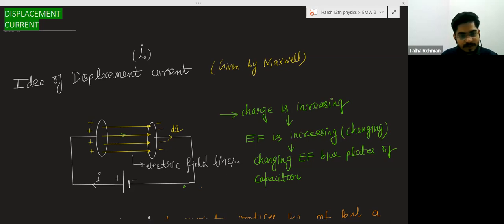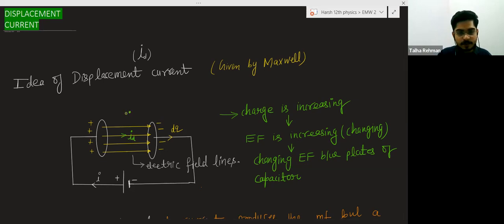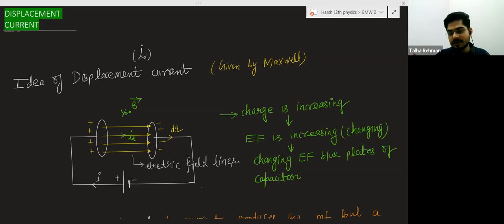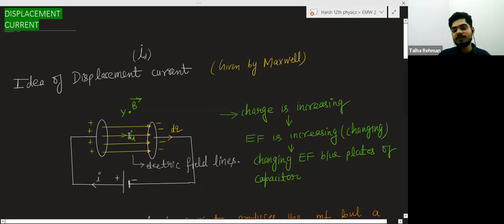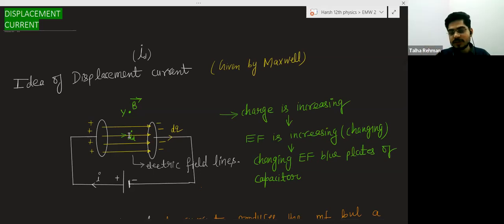There is a concept of the displacement current. So in between the plates of the capacitor, there is a displacement current, and that displacement current is due to the change in electric field. And due to that, there is a magnetic field at point Y. Suppose this is point Y, and there will be a magnetic field here. So why is there a magnetic field? Because of the displacement current, which is due to the change in electric field.